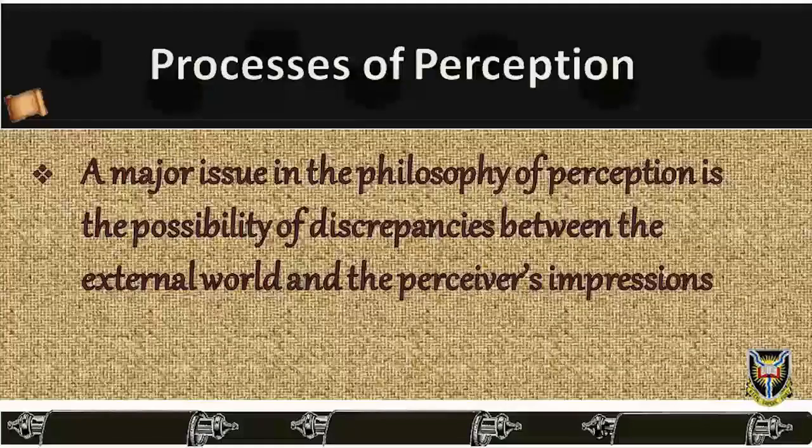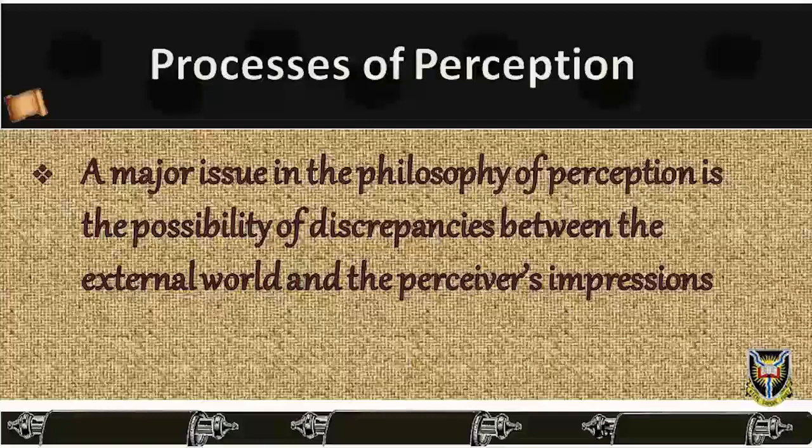A major issue in the philosophy of perception is the possibility of discrepancy between the external world and the perceiver's impressions, which are sometimes referred to as qualia. The questions that should come to mind at this point are: do our perceptions allow us to experience the world as it really is? Can we ever know another person's point of view the way we know our own?